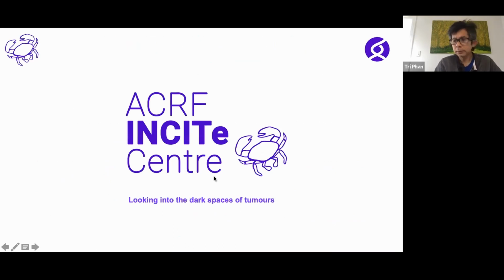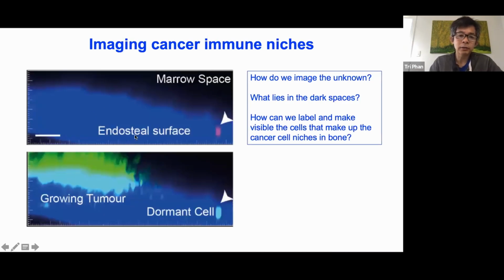So I'm going to wrap it up here and talk briefly, in a couple of slides, about a very exciting new initiative that we're involved in with Steve, the ACR for Insight Center. This whole program is about trying to look into the dark spaces in tumors. That's our enemy, really, the dark spaces. And so here is the endosteal bone surface.